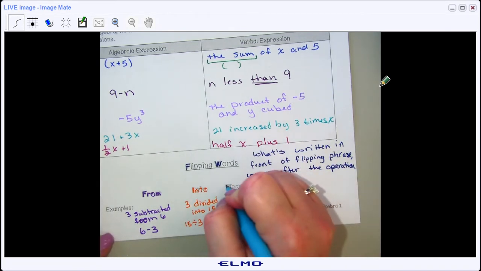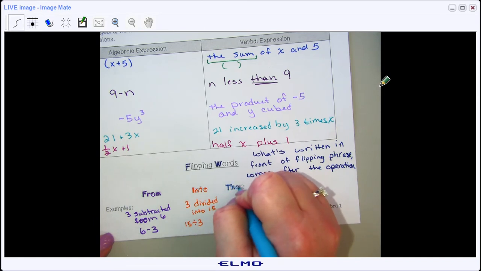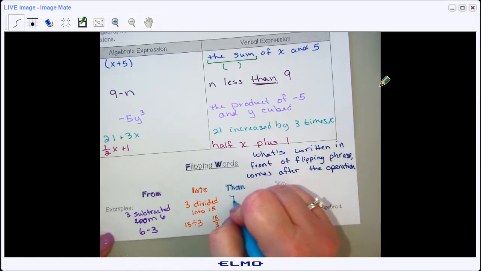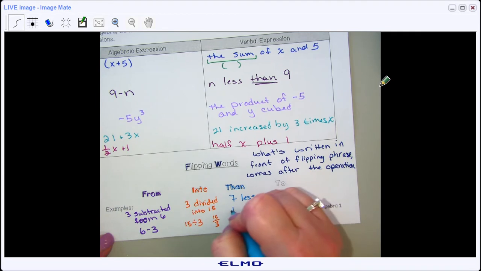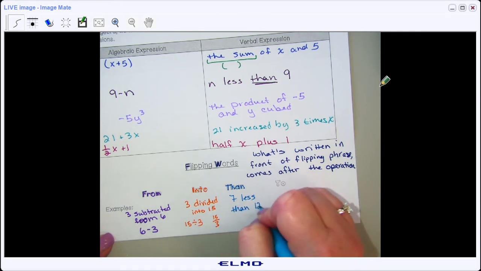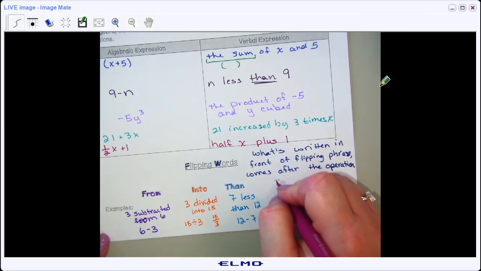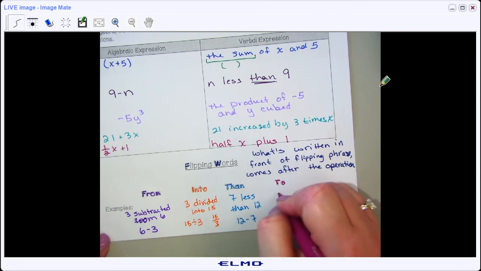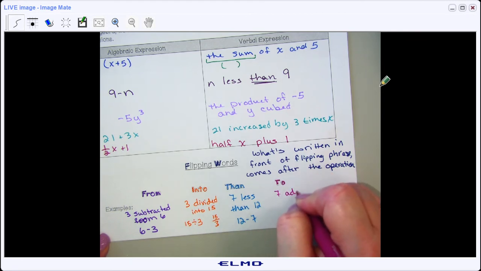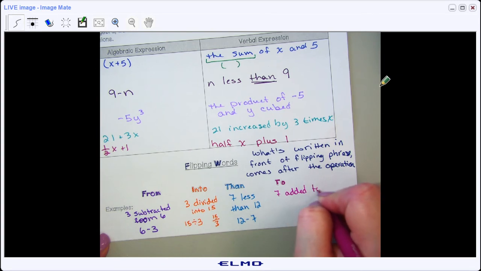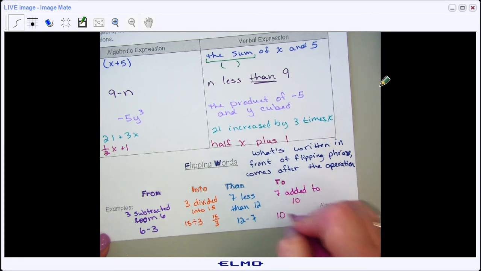All right. Then the word than. So 7 less than 12, we would write that as 12 minus 7. So that phrase, less than. And then to, 7 added to 10 would become 10 plus 7.